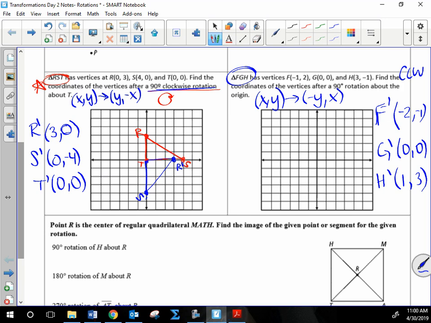So since the G is the same, how would you label that point? You're just right next to it, G prime. Okay. He did those eight.